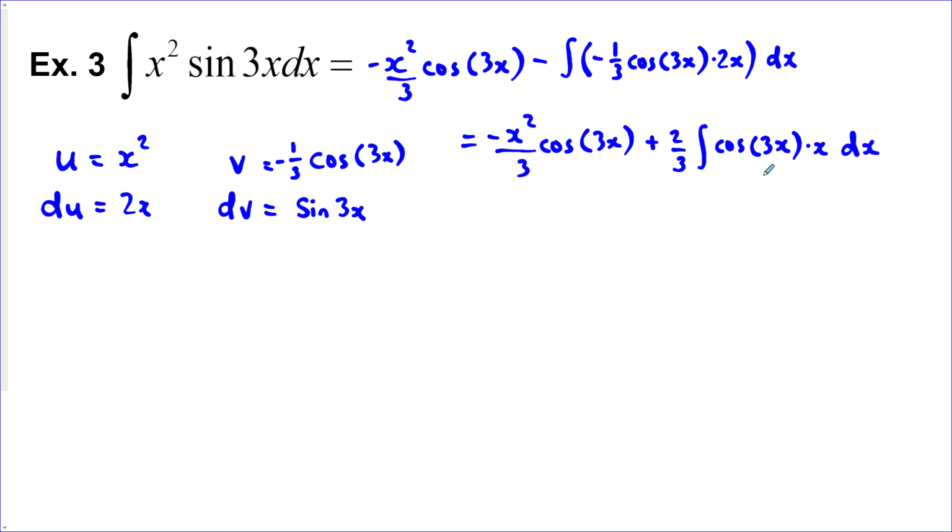But I can't do this one because I don't know the antiderivative of cos 3x times x. So I'm going to have to repeat the process of integration by parts again. So I need a u, and I'm going to do the x there because I know if I take the derivative, it just becomes 1.